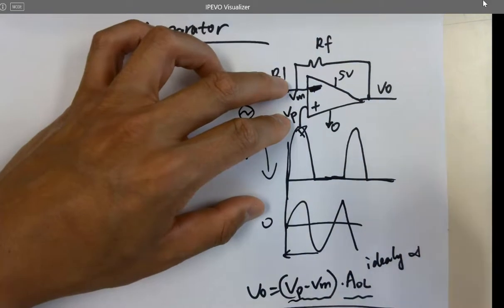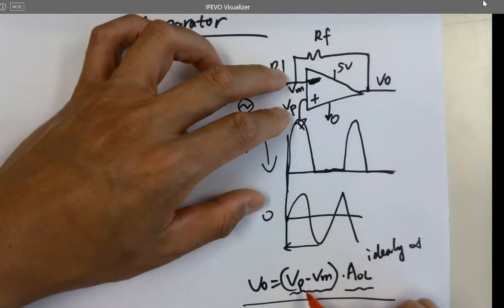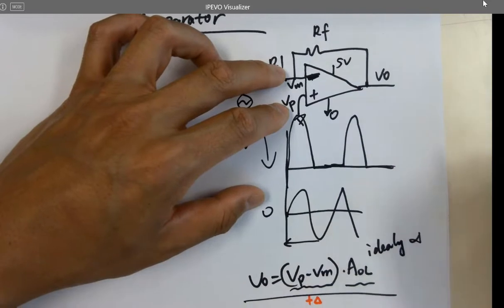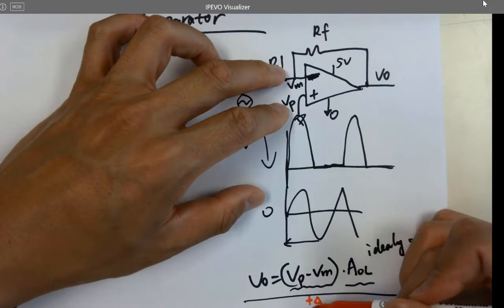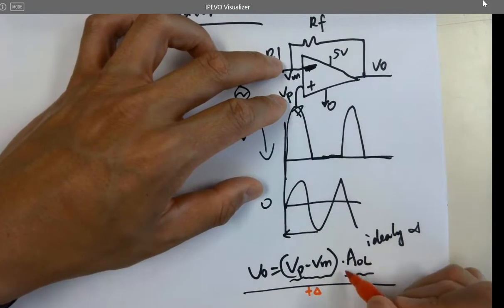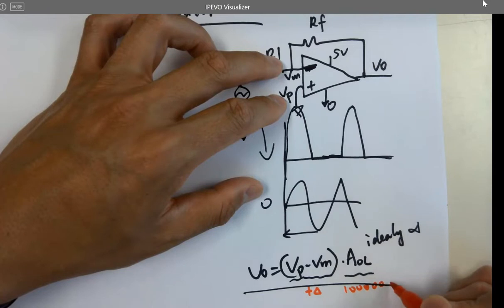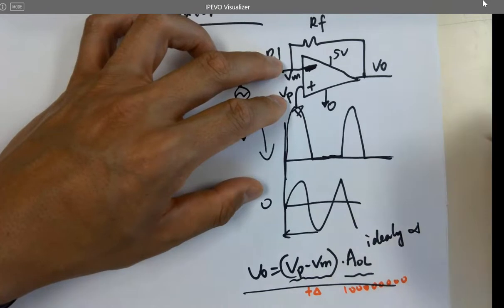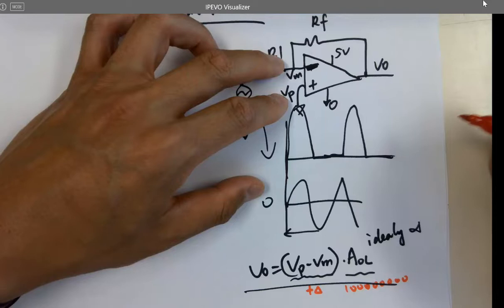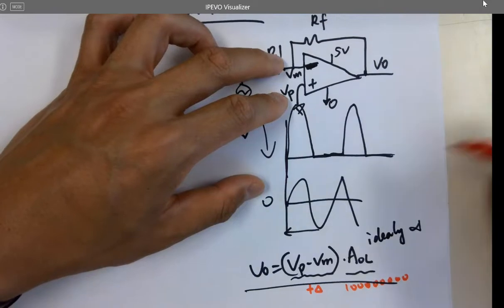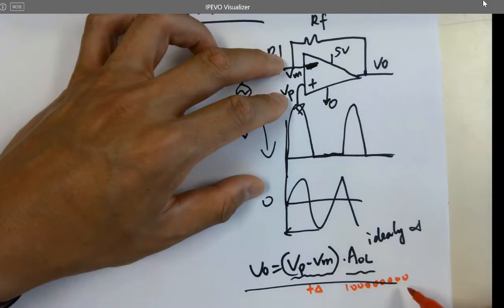When Vp is slightly larger than Vm, what's going to happen here? You will have a tiny positive difference. The subtraction is going to be a positive number, right? And times, for example, 100 million. Just give a huge open loop gain there, all right? For example, it's 100 million, okay?